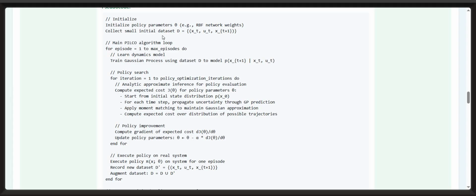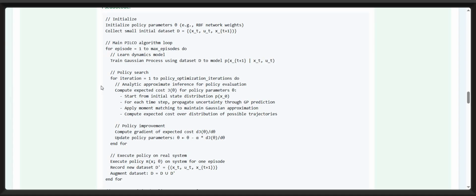The state at time t is written as x sub t, and the next state depends on the previous state and the action, which we write as x sub t plus 1 is equal to x sub t plus f of x sub t and u sub t. The function f represents the dynamics, so it tells us how the system behaves when we take an action.